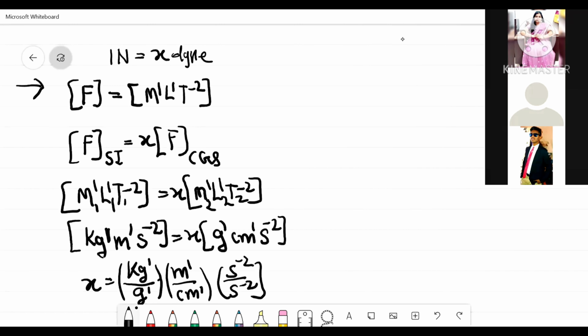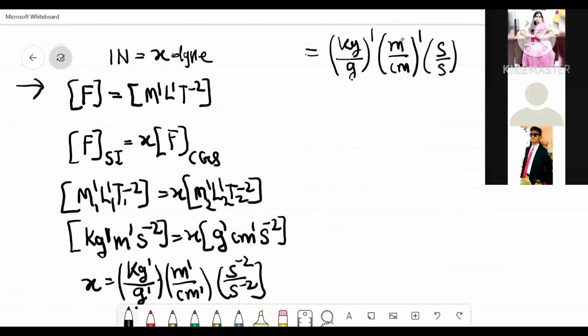That is kilogram divided by gram raised to the 1. We'll write here kilogram upon gram raised to the 1. Next, meter upon centimeter raised to the 1. And then second upon second raised to the minus 2. This will get cancelled. Next is kilogram.